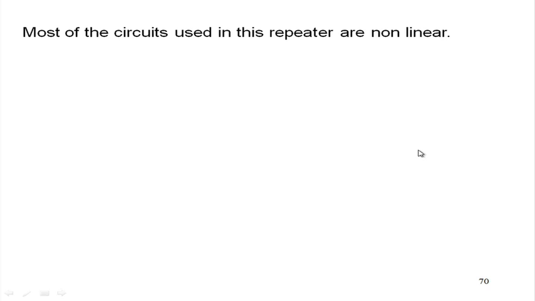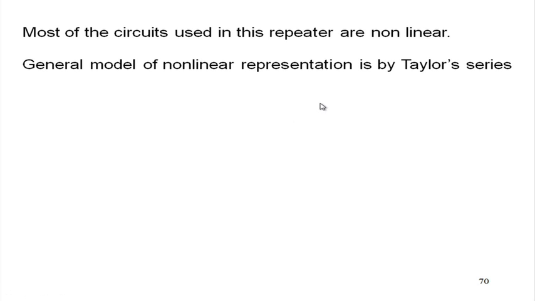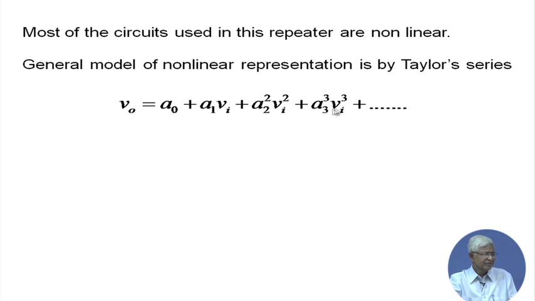Most of the circuits are nonlinear. One thing you have to see very carefully. Now, the general model of nonlinearity can be seen by a Taylor series, like V0 and any nonlinear polynomial. V0 is equal to A0 plus A1 Vi, plus A2 Vi square, plus A3 Vi cube, etc. So, V0 is the output, that is the resultant voltage, which depends on the input voltage, Vi square, Vi cube, multiplied by certain coefficients.